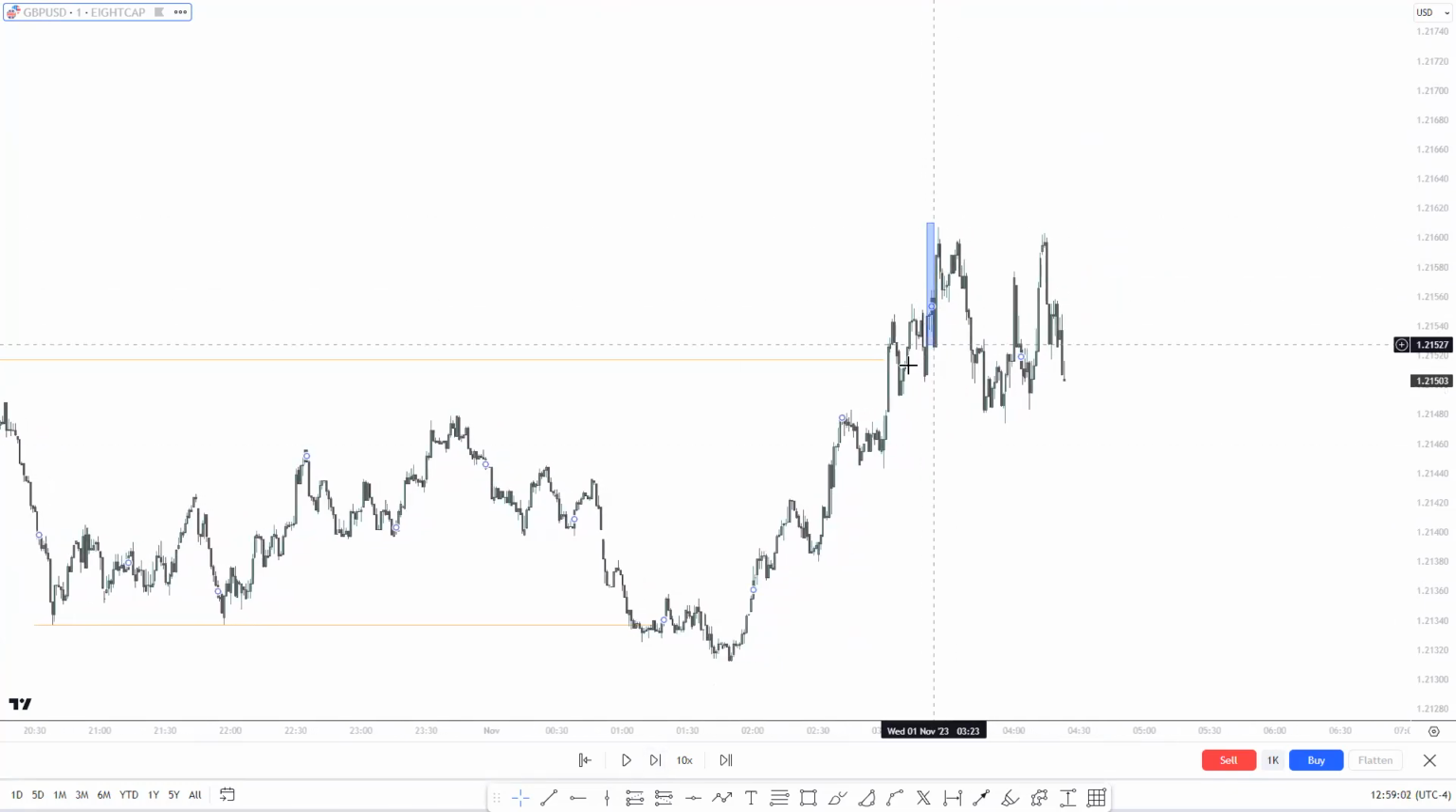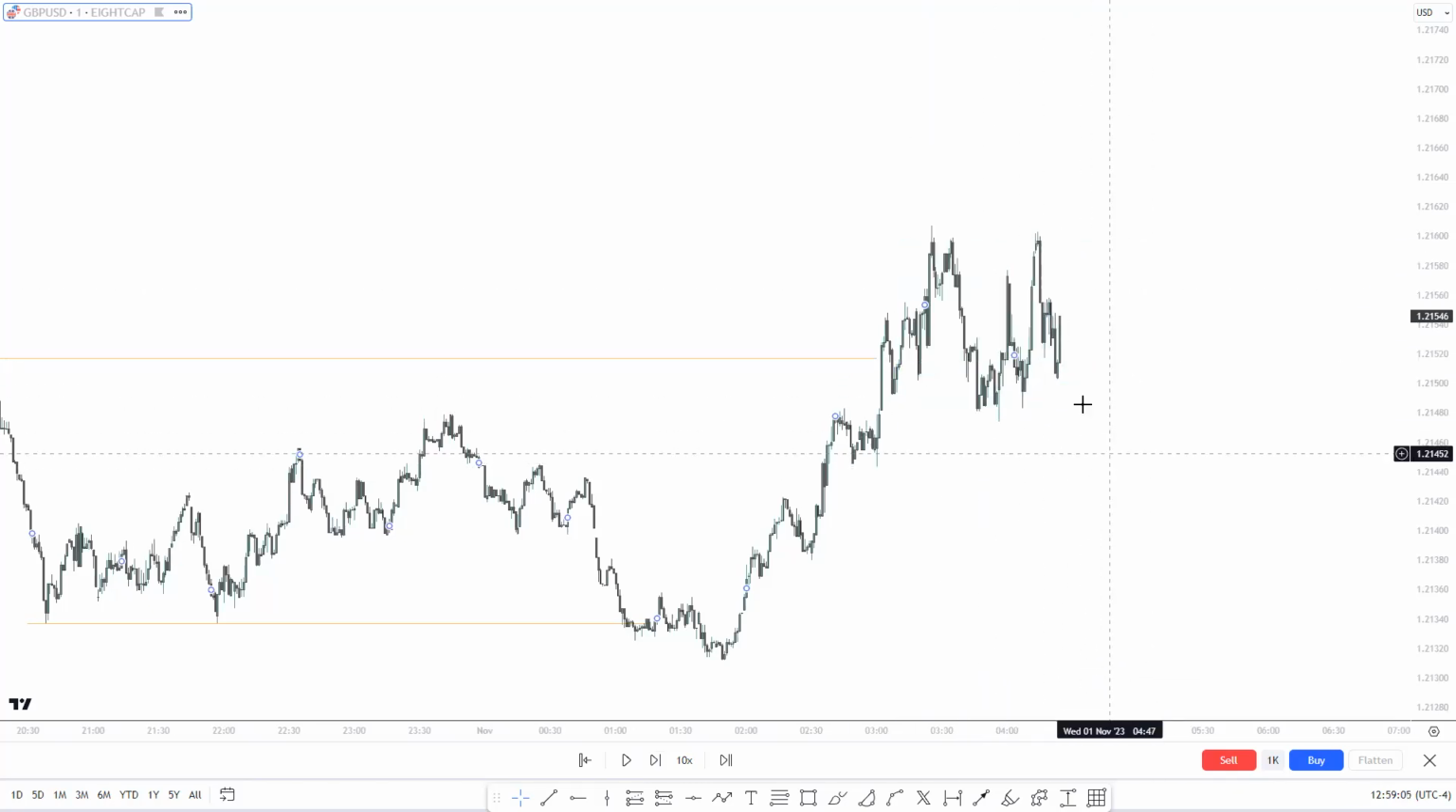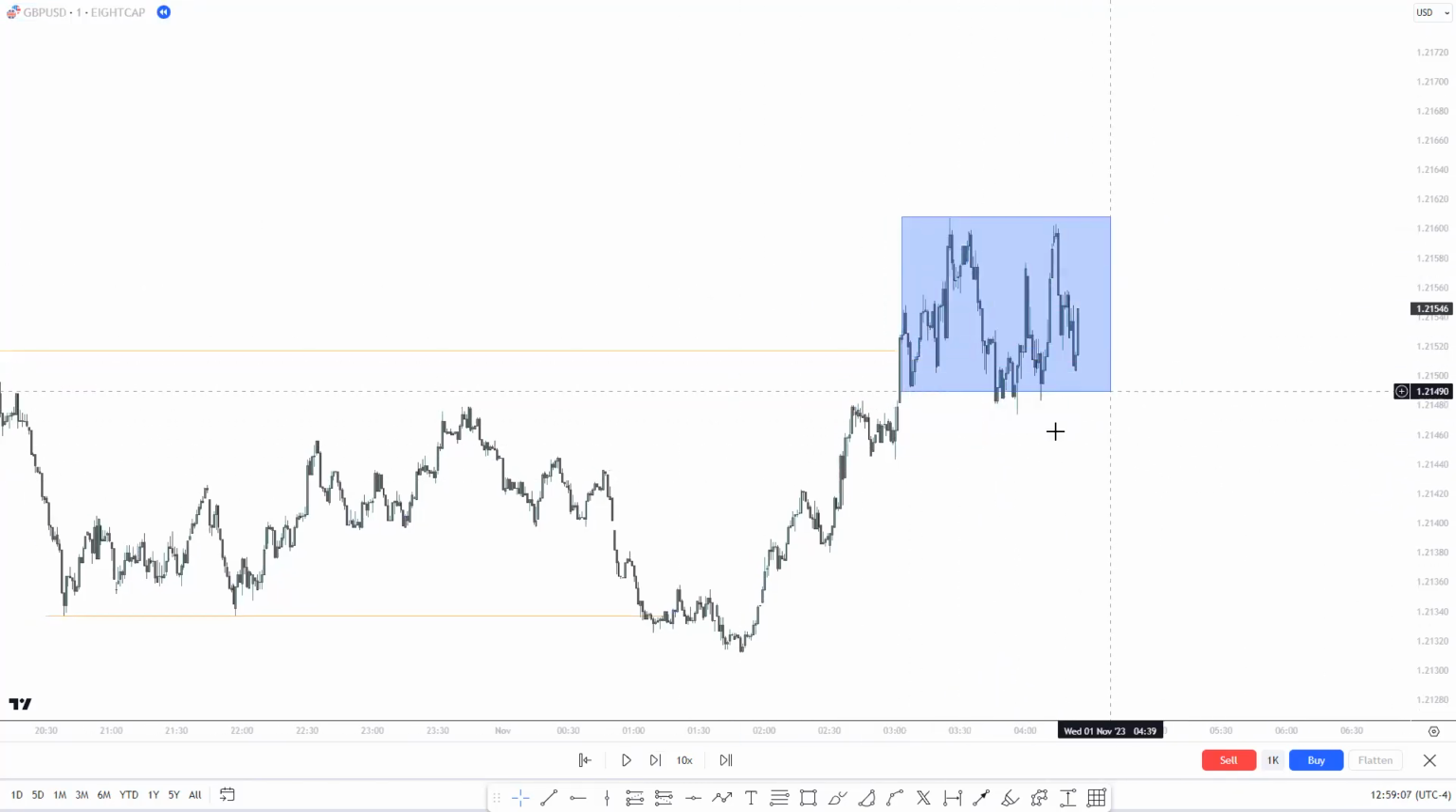So it's basically in a consolidation. So not very high probability conditions to trade in. So we'll just skip it.